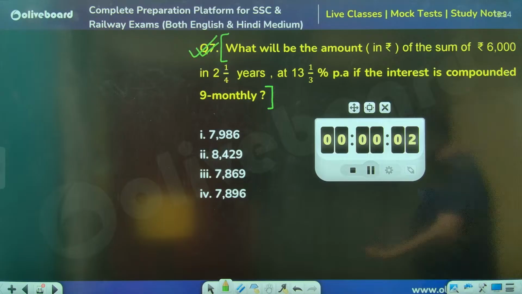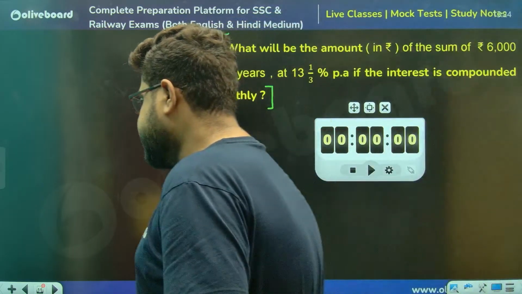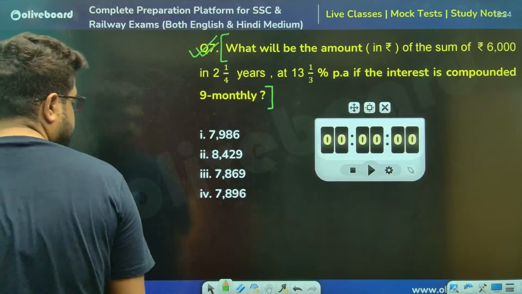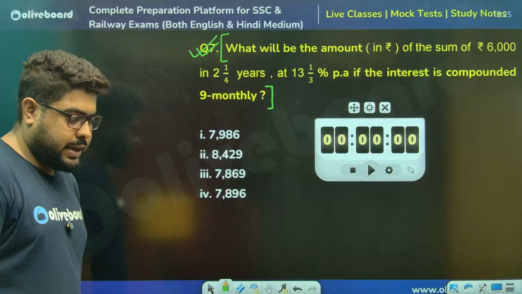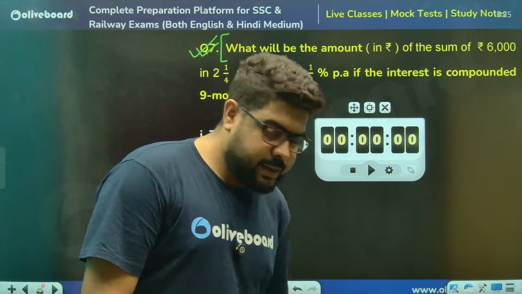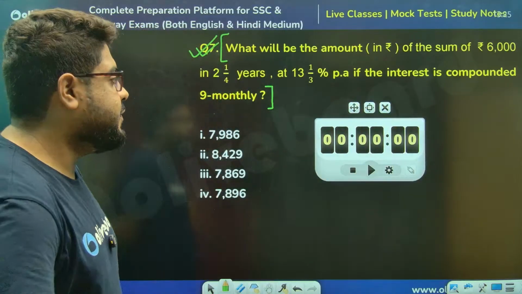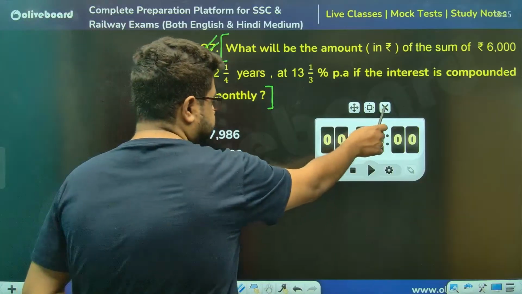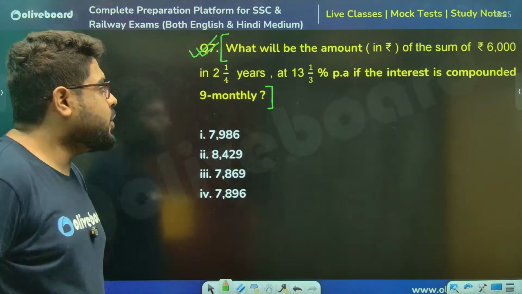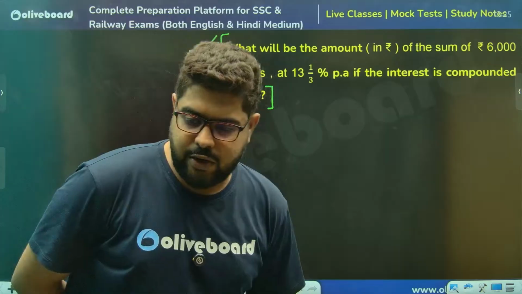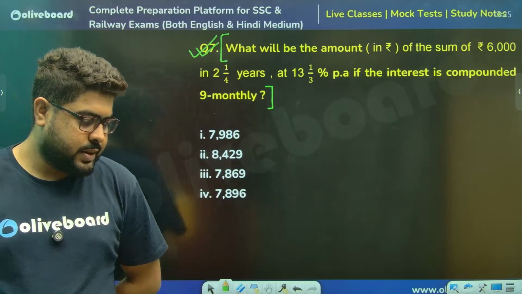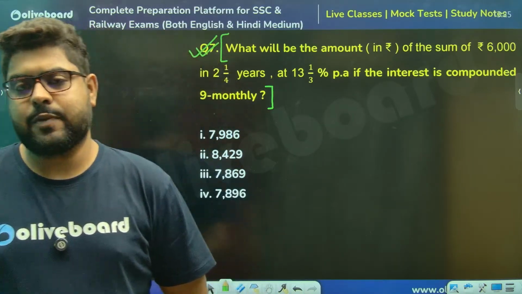I'll show you a very nice way of solving this. I can give you guys a few more seconds if you want. After that, I'll show you a very nice way. Many of you might already know this, but many of you might not. So I'll show you how to tackle such type of questions.